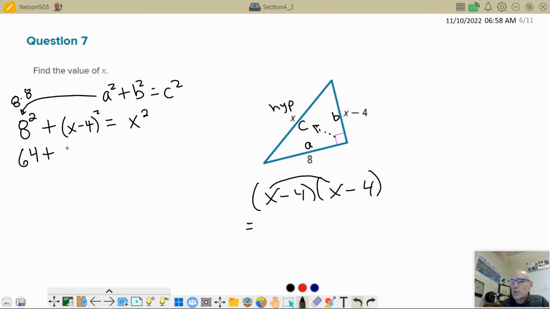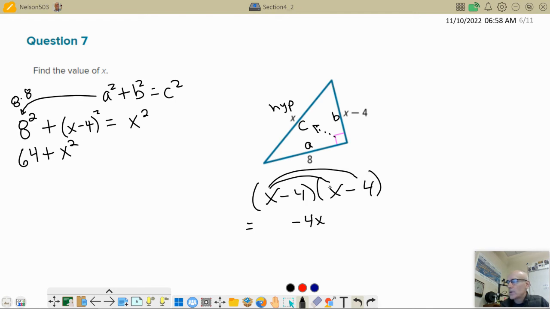Let me just write my answer right up here. So I get x squared, okay? Then I got to go x times negative 4, and I'm going to put that in 2 different places. I'm going to put it right here, negative 4x, right? This is the part that people forget, is that there's a middle term.